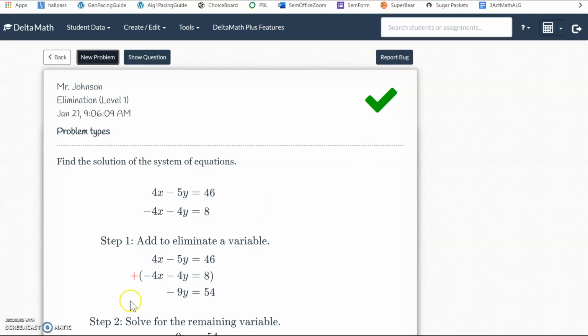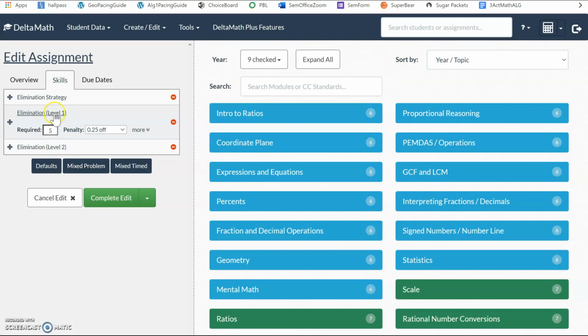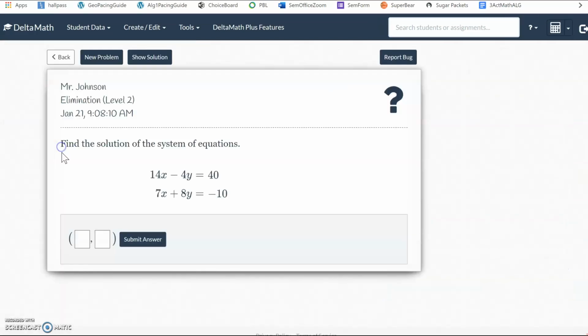All right. So now we're going to go back to our last skill. It's very similar to level 1, but you have to multiply by something other than just a negative. So you're not just adding or subtracting. You might have to multiply by a 2 or a 3 or a negative 2 or a negative 3 to make them cancel. Okay, so remember the whole thing about elimination is something has to eliminate. If it doesn't, you have to change the equation to make it eliminate.